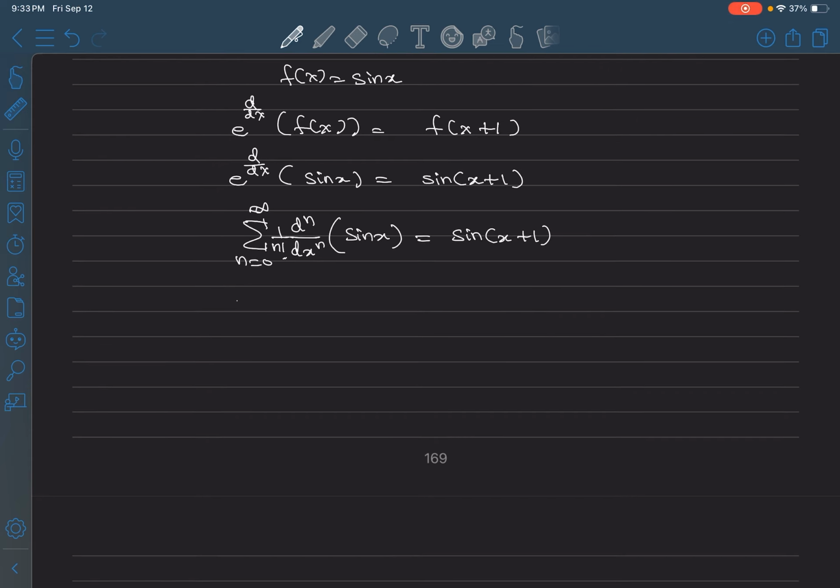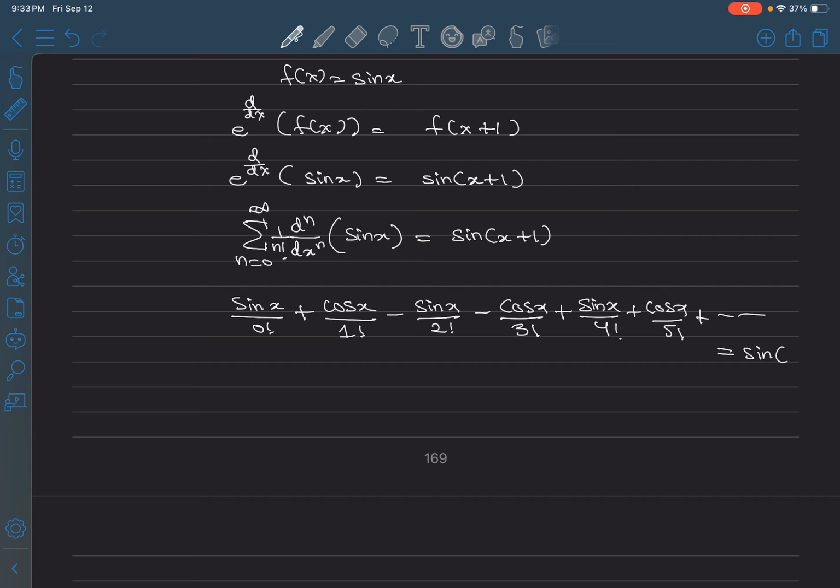So now if you just find the nth derivative of sine x and do the sum, you have sine x divided by 0 factorial plus cos x divided by 1 factorial minus sine x divided by 2 factorial minus cos x divided by 3 factorial plus sine x divided by 4 factorial plus cos x divided by 5 factorial, and so on. The sum is just sine of x plus 1. I did check this by substituting x equals 1, and it worked.